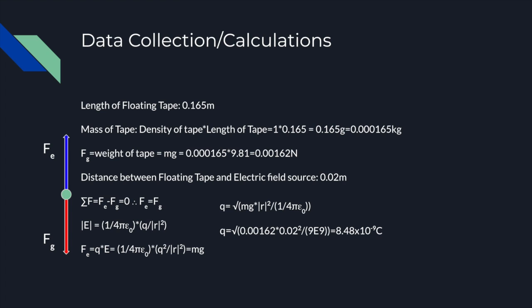Using this calculation and the formula, the magnitude of E is equal to 1 over 4 pi epsilon naught times Q over the magnitude of r squared, it can be found that Q is equal to the square root of mg times r squared over 1 over 4 pi epsilon naught. And after inserting the variables that we have found already, Q can be found to be 8.48 times 10 to the negative 9 coulombs.